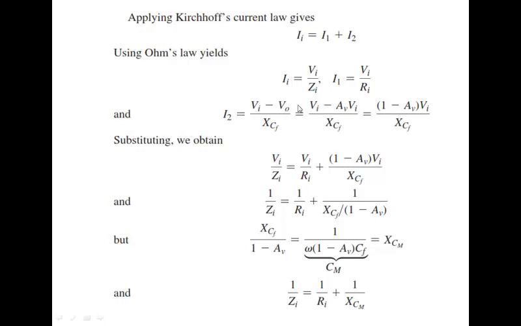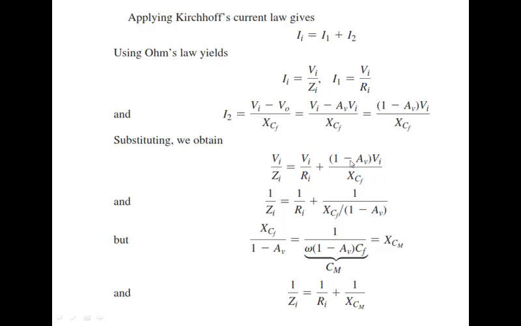So this V in minus V out can be written as V in minus AV into V in, because AV is equal to V out over V in, so V out is equal to AV into V in, all divided by XCF. V in can be taken out. So this becomes 1 minus AV into V in over XCF. So if I plug these values I in, I1 and I2 in this equation, then the resulting equation would be this one.